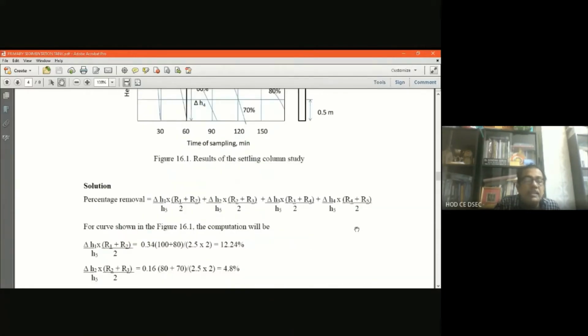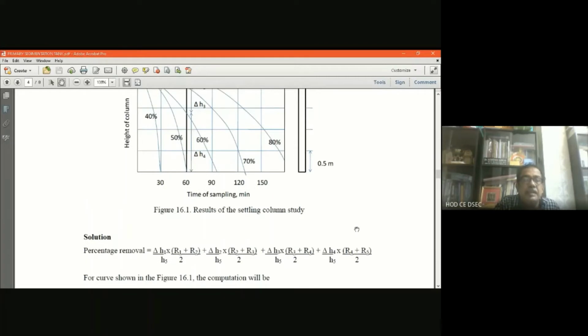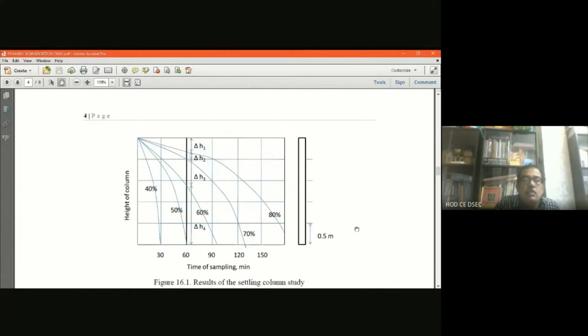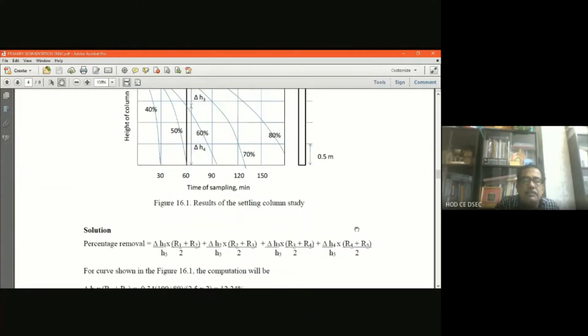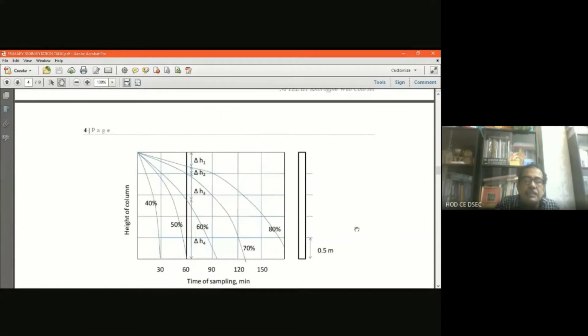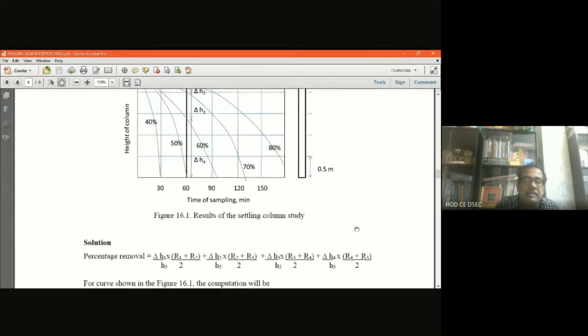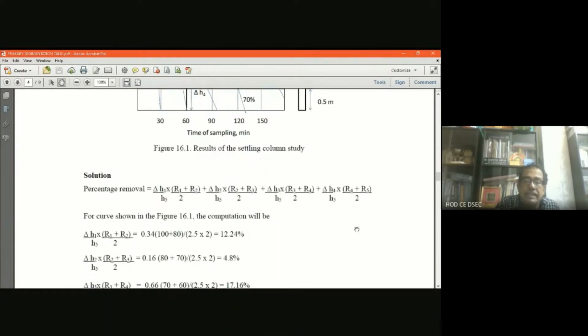So what is the percentage removal? Percentage removal is delta H1 by H5, where H5 is the total height, that is 2.5 meters here, into (R1 plus R2) divided by 2. Why divided by 2? Because you are taking the average of the removal efficiency. Say for the first case, delta H1, from the top, that is between R1 plus R2 divided by 2. So R1 means 100, R2 means 80.